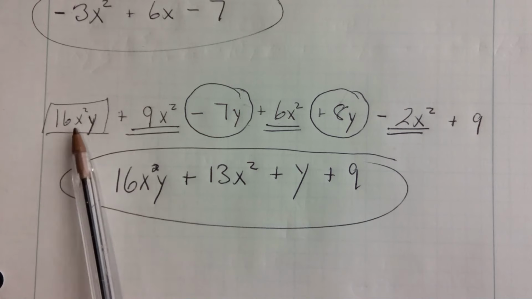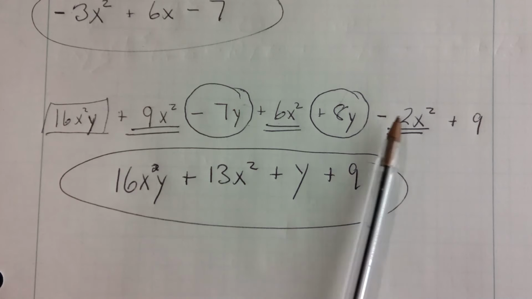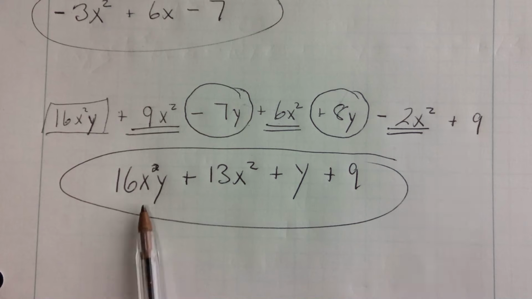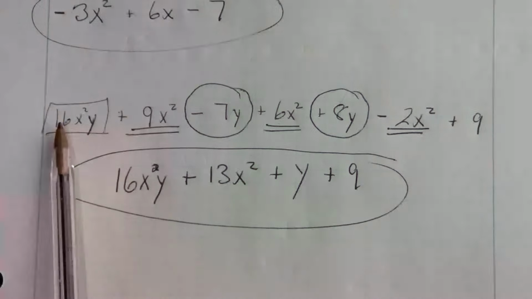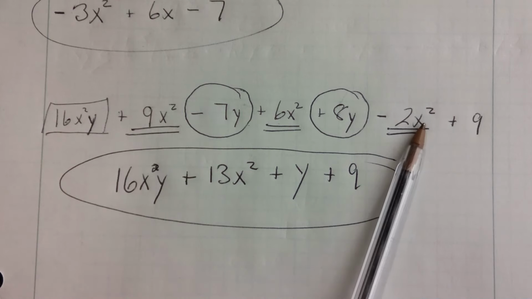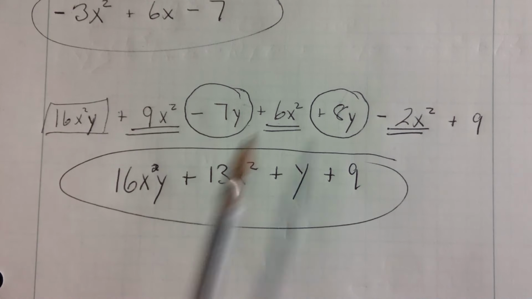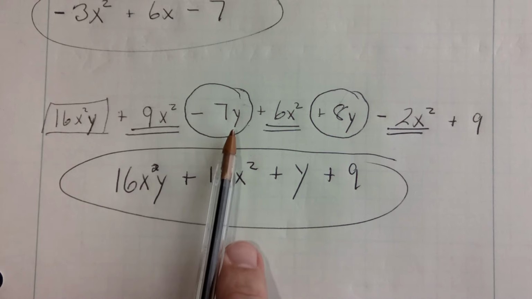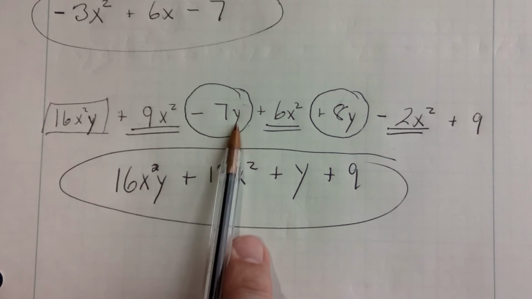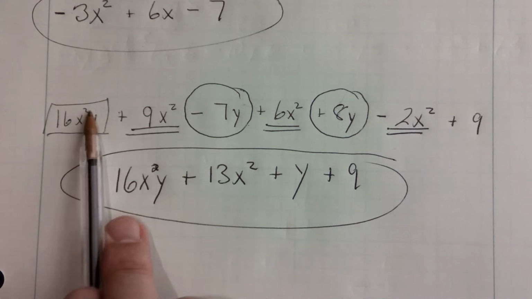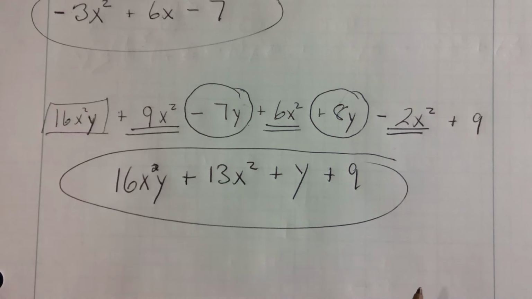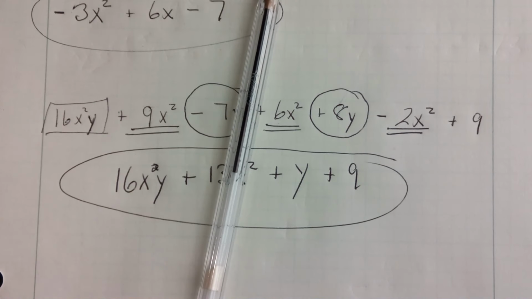This used to be a 1, 2, 3, 4, 5, 6, 7 term expression. I reduced it down to a 4-term expression because I was able to combine the 3 x squared terms and the 2 y terms. So remember, when you're adding like terms, look for terms that have the same variable or variables with the same exponents. If you have questions, please do bring them to class.